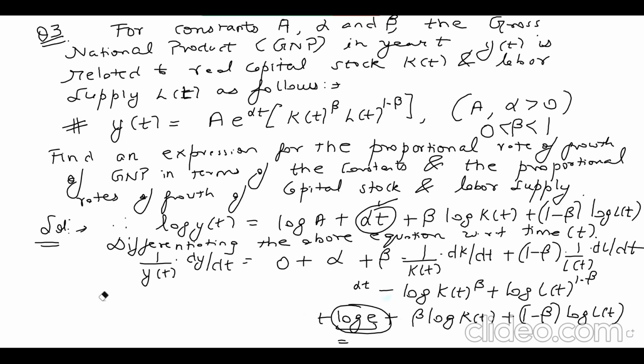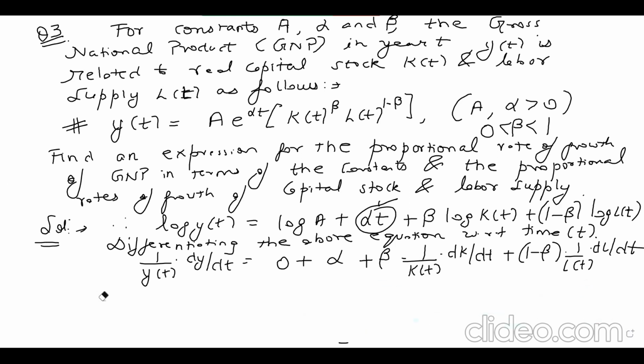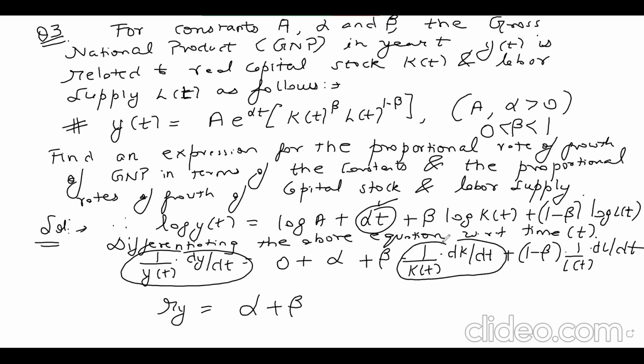And now, students who have attended my mathematical methods for economics part 1 course, recall from my lectures on proportional rate of growth and elasticities, this is nothing but the proportional rate of change in y. Ry is the proportional rate of change in y, which is dy by dt divided by yt, equal to alpha plus beta times this, the proportional rate of change in capital stock, plus 1 minus beta times this, the proportional rate of change in labor.